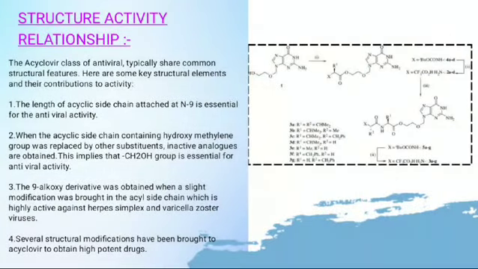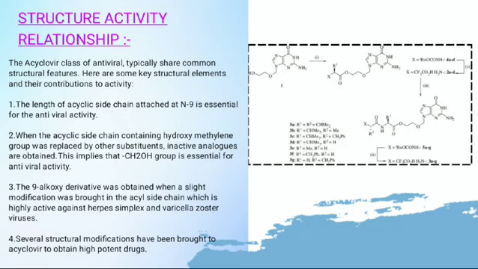Now let's start with the structure activity relationship. The acyclovir class of antivirals typically share common structural features. Here are some key structural elements and their contributions to activity. First, the length of the acyclic side chain attached at N9 is essential for the antiviral activity. When the acyclic side chain containing the hydroxymethylene group was replaced by other substituents, inactive analogs were obtained. This implies that the CH2OH group is essential for antiviral activity.